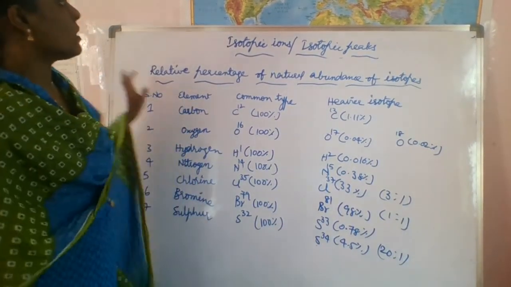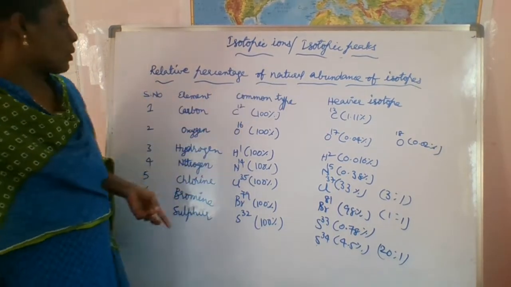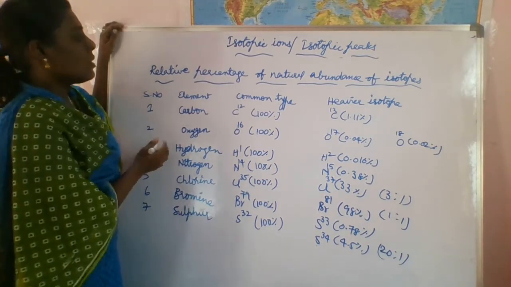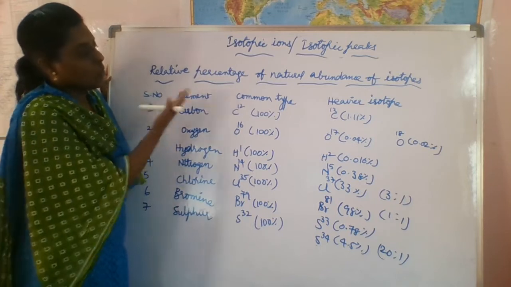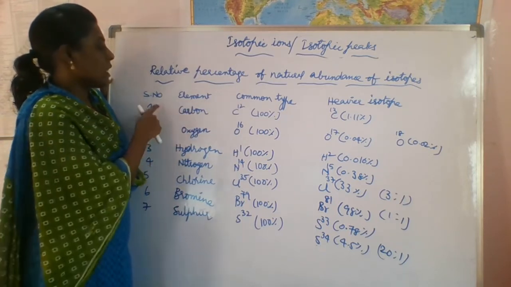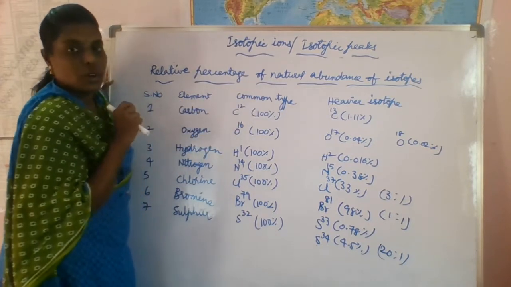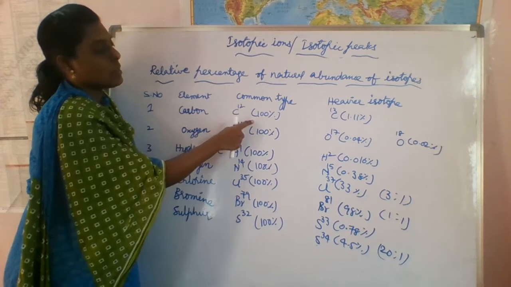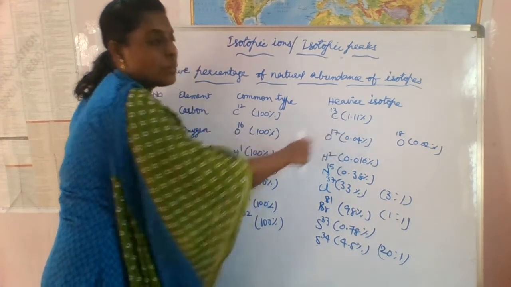See this one: relative percentage of natural abundance of isotopes. Here we can see the percentage of the isotopic peaks. We have the serial number, element, common type and heavier type. So carbon, the common type is 100%. What about C13? It is about 1.11 percent.